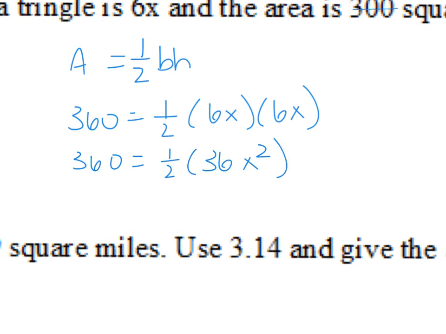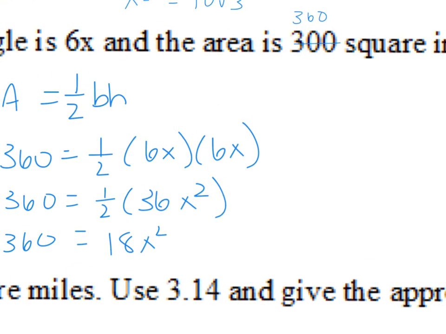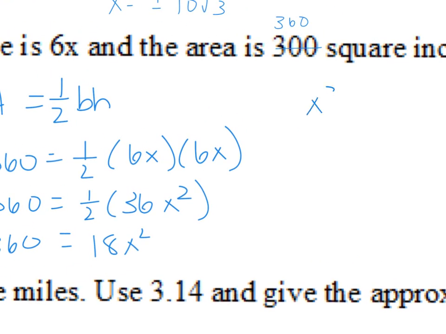Now I'm going to divide the 36 by half and get 18x squared. All right, so now when I divide them, I'm going to move that up over here. I get x squared equals 20. So now I'm going to square root both sides.